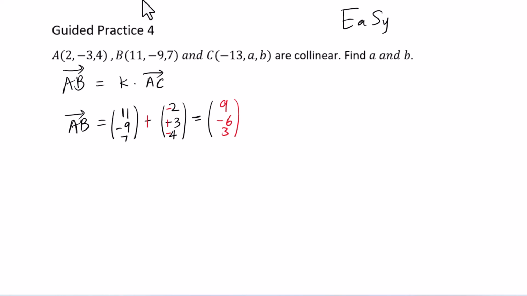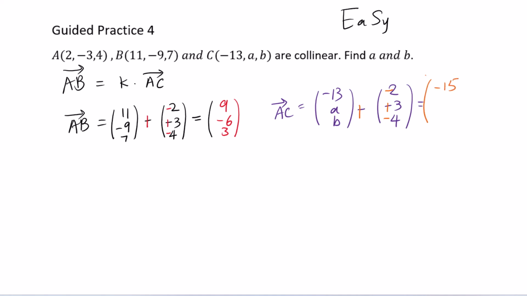Then for vector AC equals coordinates of C, -13, AB, minus vector of A, 2, -3, 4, equals, change sign, plus, negative, positive, negative. -15, A plus 3, B minus 4.